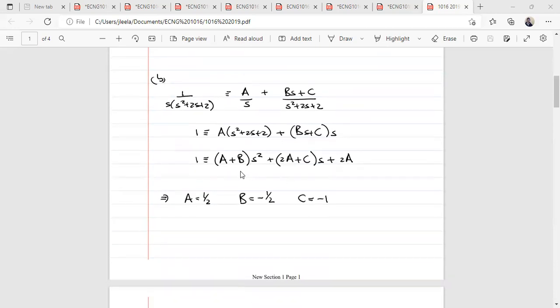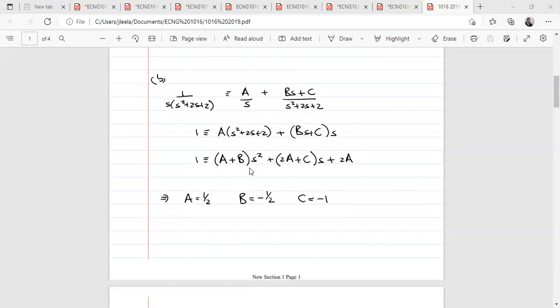Then you group terms according to coefficient: (A plus B)s squared, (2A plus C)s, and 2A. Which means A plus B will be equal to 0, 2A plus C is 0, and 2A will be 1. So if 2A is 1, A is a half. If A is a half, A plus B is 0.